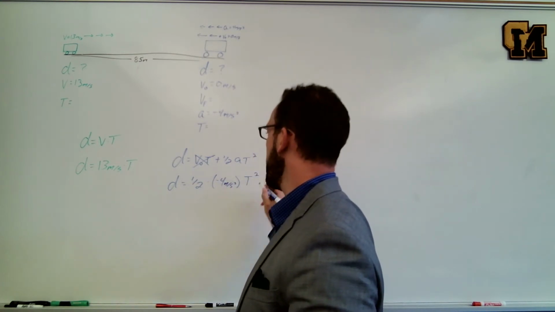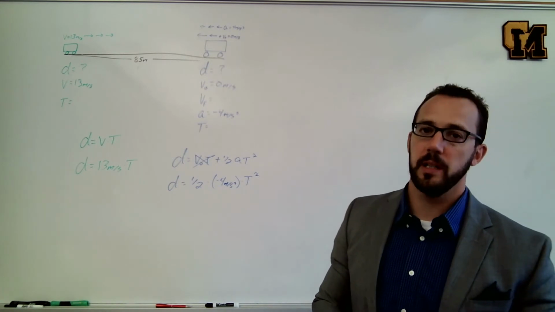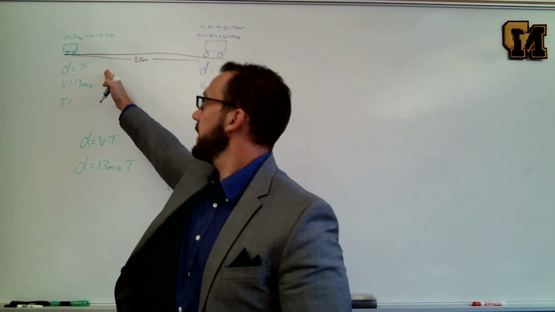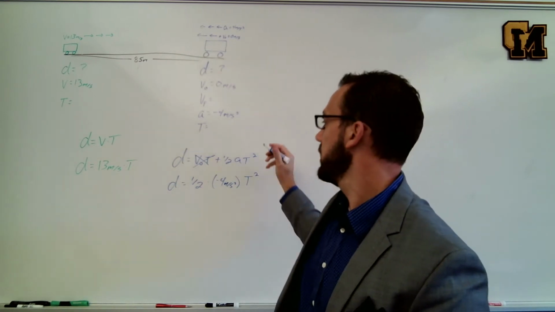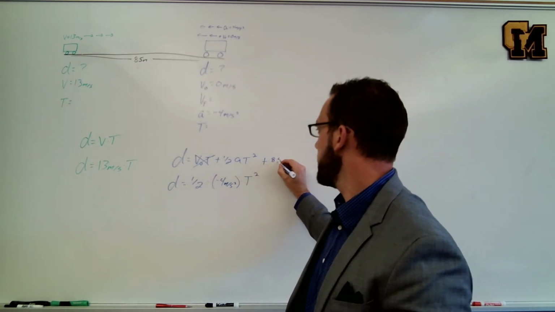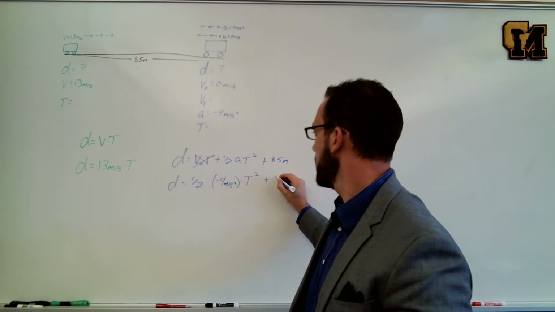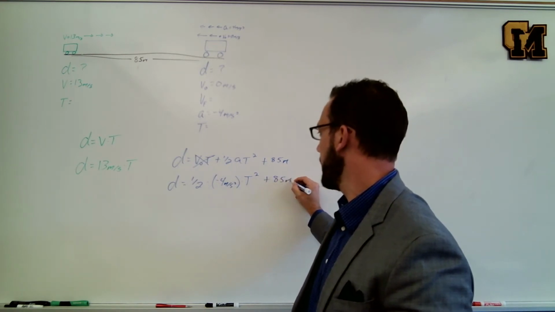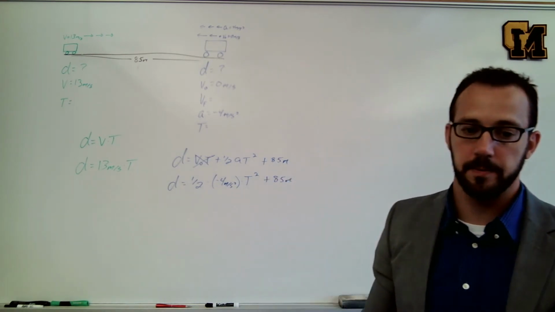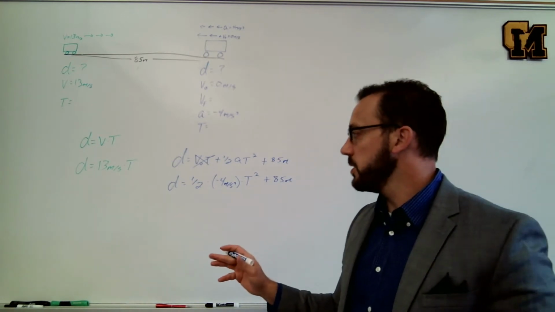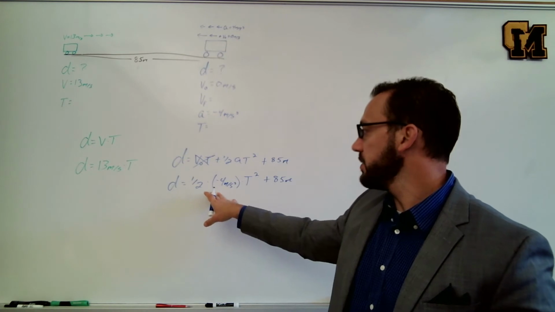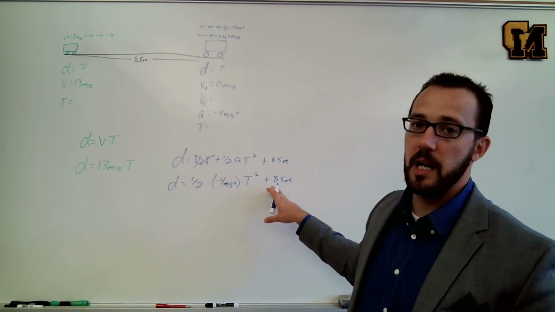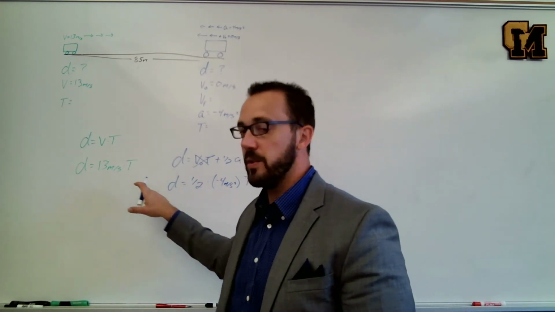times T squared. But we actually have to add one more thing to that blue equation, and that's we have to account for the fact that the blue car starts 85 meters to the right. So we have to add 85 meters to both equations. Now the equation is done. What we're going to do is set this 13t equal to 1/2 times -4t squared plus 85 because I want the positions when they're the same.